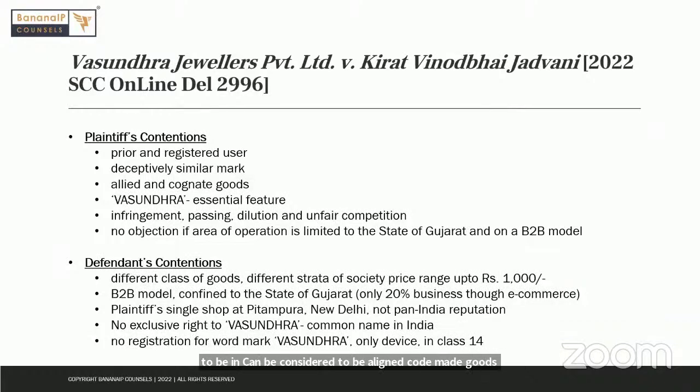And although all the 3 marks registered by Vasundhara Jewellers are device marks, along with the websites and domain names that they have, the essential feature of their device mark is the word Vasundhara. That's the recognizable element common throughout all their marks and the branding that they use. Therefore, the use by the defendants of the word Vasundhara leads to infringement, passing off, dilution of their mark, and creates unfair competition between both the proprietors, especially in the fashion industry.